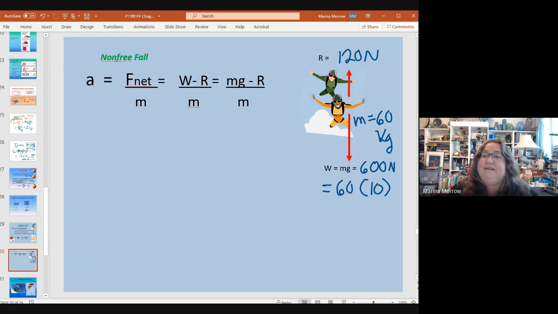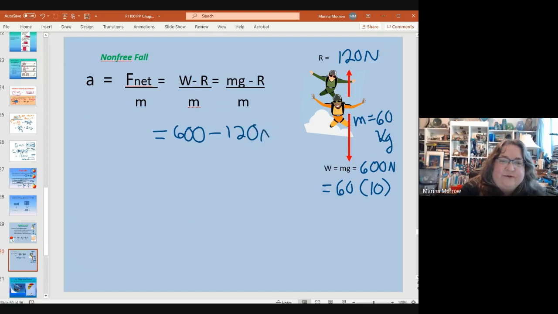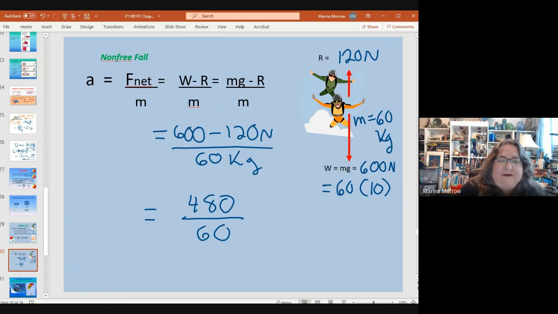Okay, so now we've got everything we need to solve for her acceleration. And so we need the net force. The net force is going to be the weight, which is 600, minus the air resistance, which is 120. And those are newtons, of course, for both. And then we're going to divide by the mass. So you have to go back to her mass, which is 60 kilograms. Okay, so we've got 600 minus 120, which is 480. We're going to divide by 60, and we're going to get an acceleration of 8, right? 6 times 8 is 48.